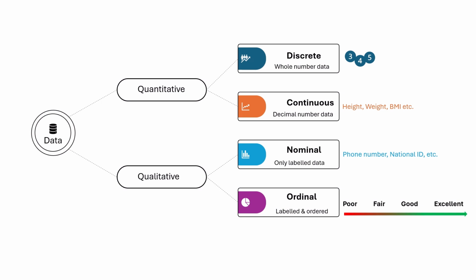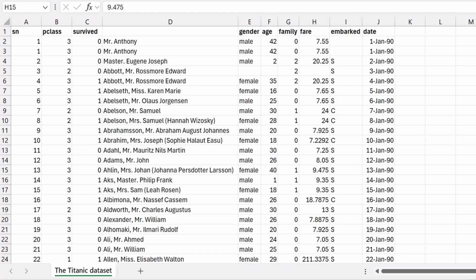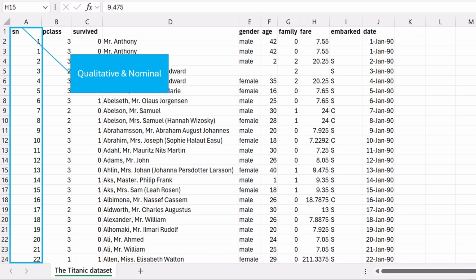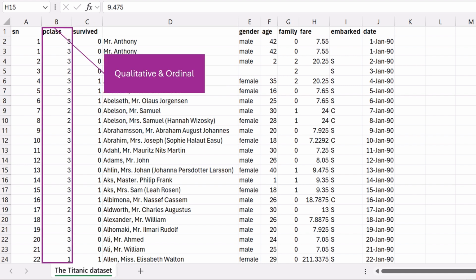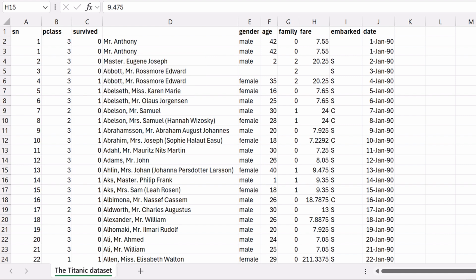Now, let's look at a real dataset, the Titanic dataset from Kaggle, and identify some of the data types. The serial number is qualitative and nominal data. Even though it is made up of numbers, it is just a label. The survived column is also qualitative and nominal. It shows if a passenger lived or not, but there is no order to it. Passenger class is qualitative and ordinal because there is a clear order: first, second, and third.